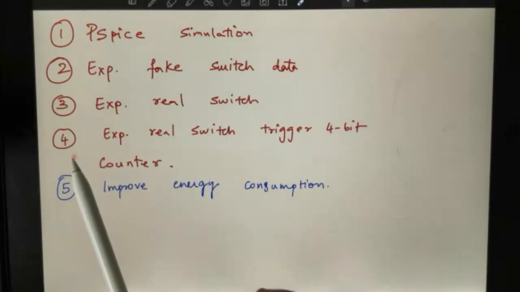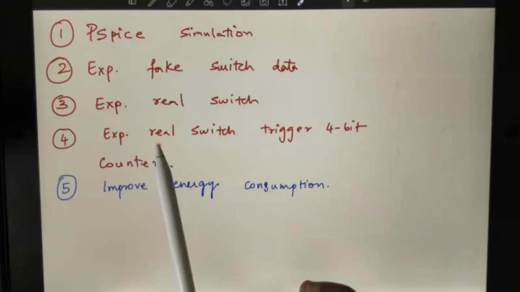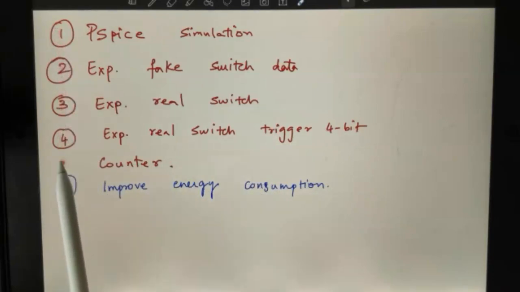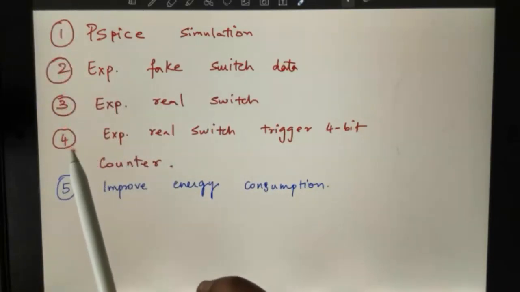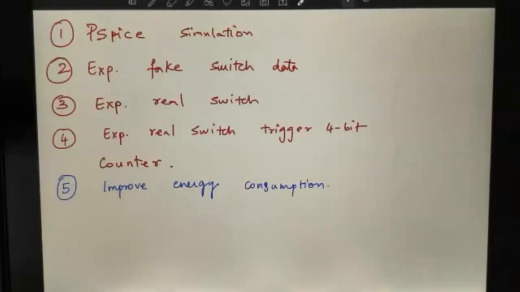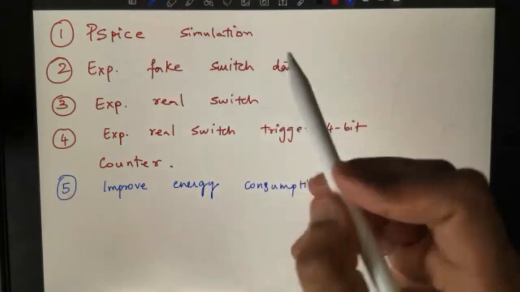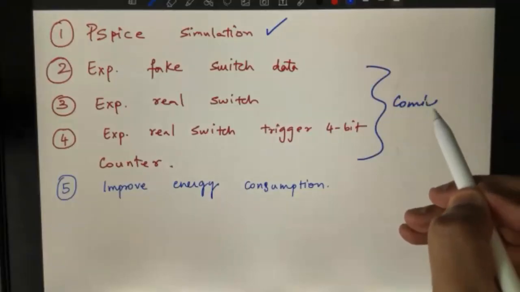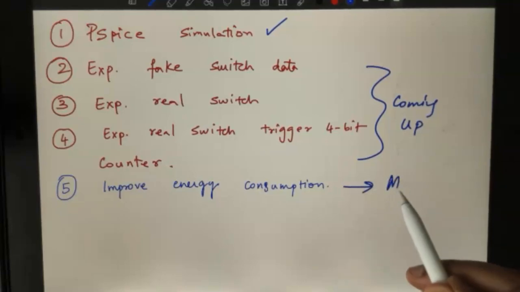After we do step 3, we are going to take that debounced real switch to trigger a 4-bit counter. So the first one we have already done. 2, 3, 4 is what we are going to do next. And 5 is what we are going to do in the next lecture. So Monday we will work on 5, and then if we can work on other things or answer your questions on Monday. So what is coming up? This is done. What is coming up is all these. And this is going to be on Monday.